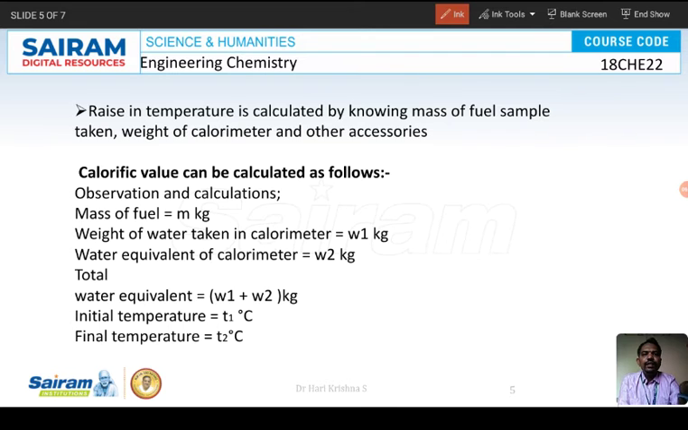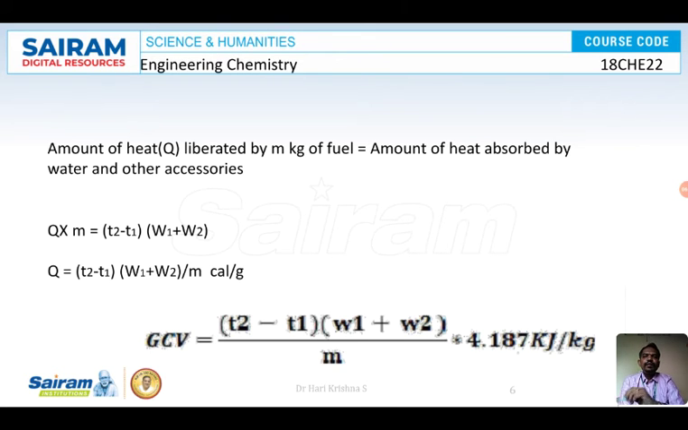Okay, so next let us see how to calculate. The amount of heat liberated by m kg of fuel is equal to amount of heat absorbed by water and other accessories. When you burn the fuel, what will happen? Amount of heat will be liberated. So how much amount of heat is liberated? Heat liberated is represented by Q. How much amount of fuel have you taken? You have taken m kg of fuel, right? So it is equal to amount of heat absorbed by water and other accessories. So let us consider Q into M.